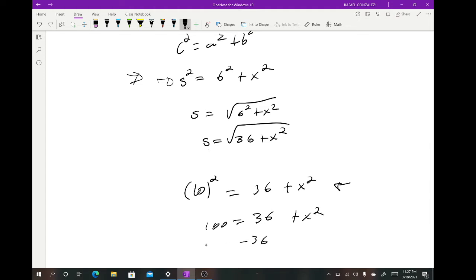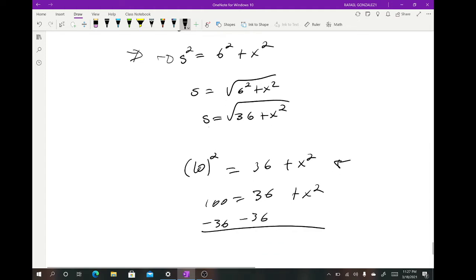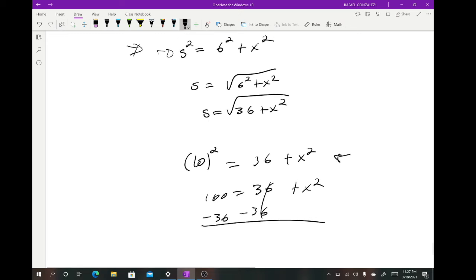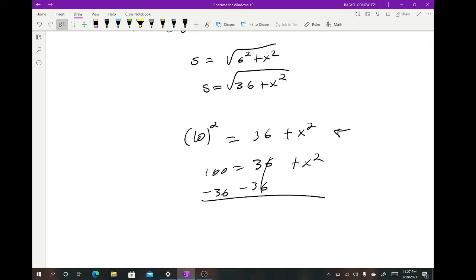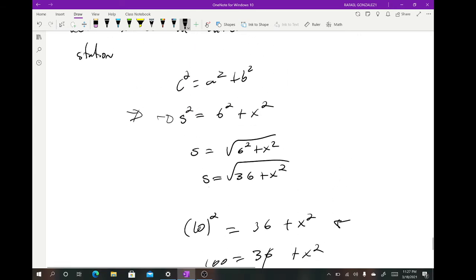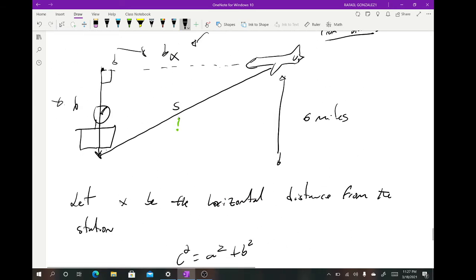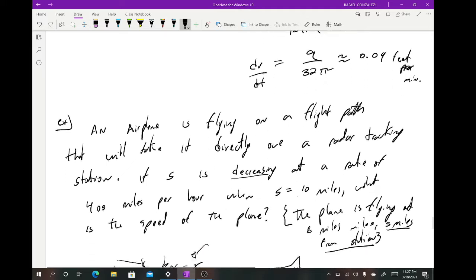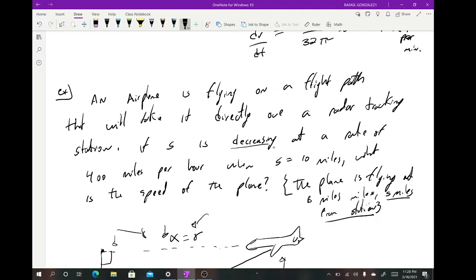If we subtract 36 from both sides, we have that 64 is equal to x squared, and then if you take the square root on both sides, we have 8 equals x. So now I'm almost done with this triangle. We have x equals 8, and I know that S is equal to 10 because that was given to me.